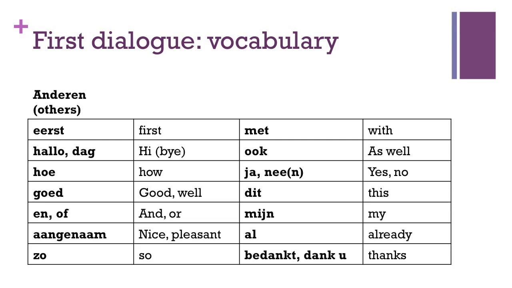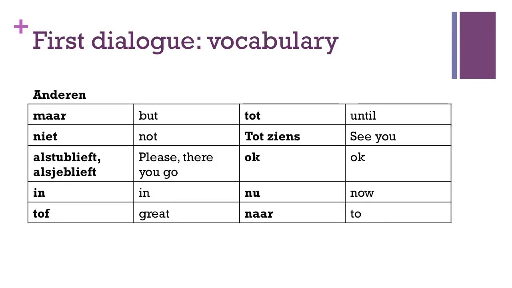Dit is this. Mijn is my. Al is already. And bedankt is thanks. The polite form is dank u. As a first exercise, you can try to translate the title of this slide. The solution is in the slide before.